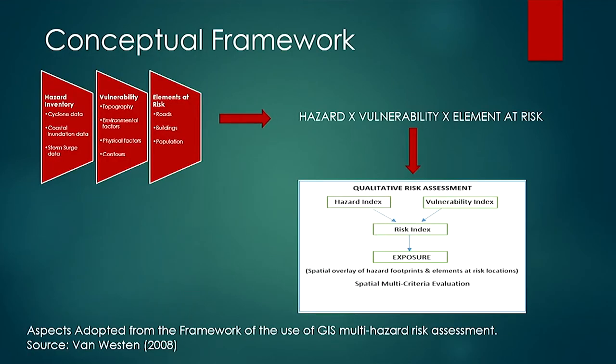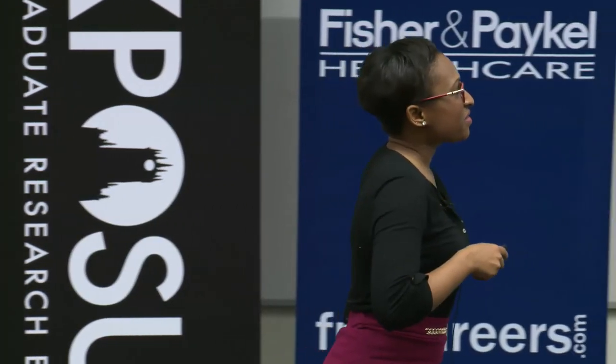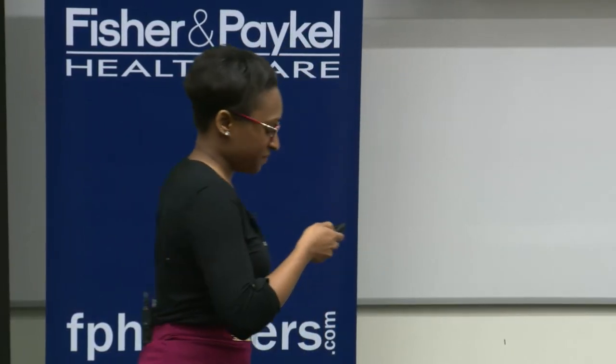Now, drawing upon Van Westen's model, which I adopted in order to incorporate what Van Westen said to develop my vulnerability hazard scenario model, I used the hazards data: cyclone, inundation, storm surge, as well as the vulnerability of the area. What factors made this area so vulnerable? And then I looked at the elements at risk: the roads, buildings, ladies and gentlemen, and the population. Identify the risk index and then the exposure.